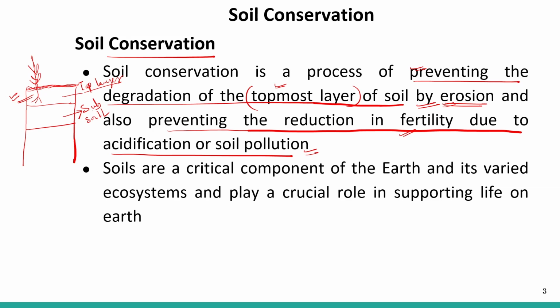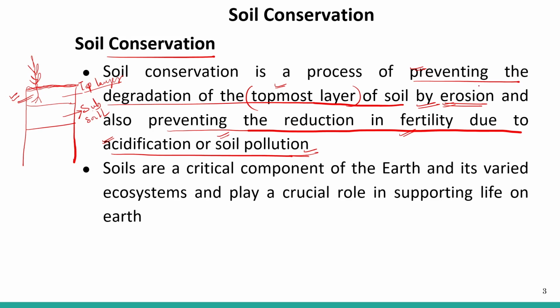And how is it degraded? Once the soil becomes acidified, we can say that the quality of the soil is not up to the mark, or there may be some soil pollution. These are the things that we have to stop to protect our topmost layer of soil, which is very fertile and very important for the growth of our crop plants.